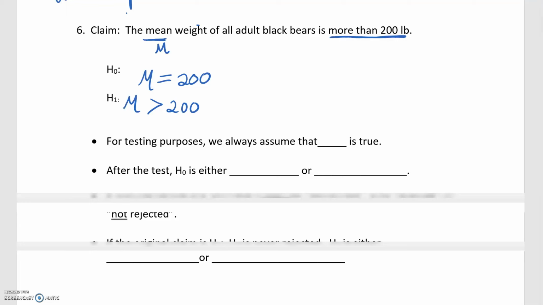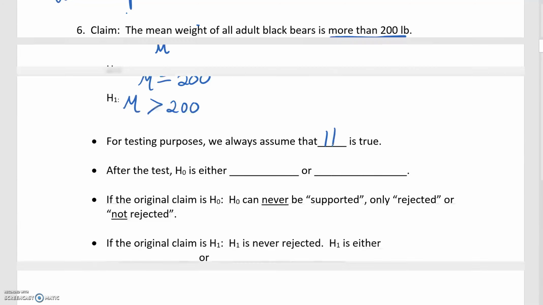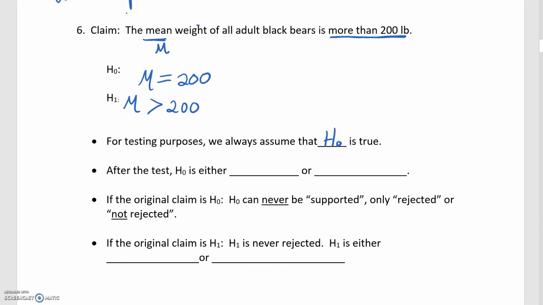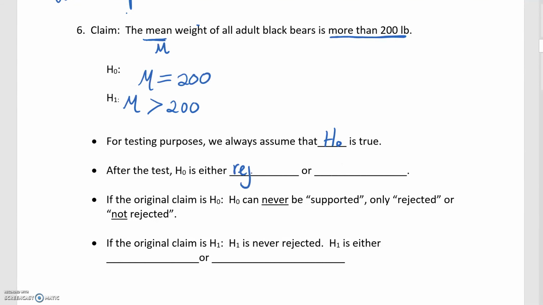Okay, so we're going to talk about how we'll actually test hypothesis tests. So for testing purposes, we always assume that the null hypothesis H0 is true. That's what we'll actually be testing. After each test, H0 is either rejected or not rejected.